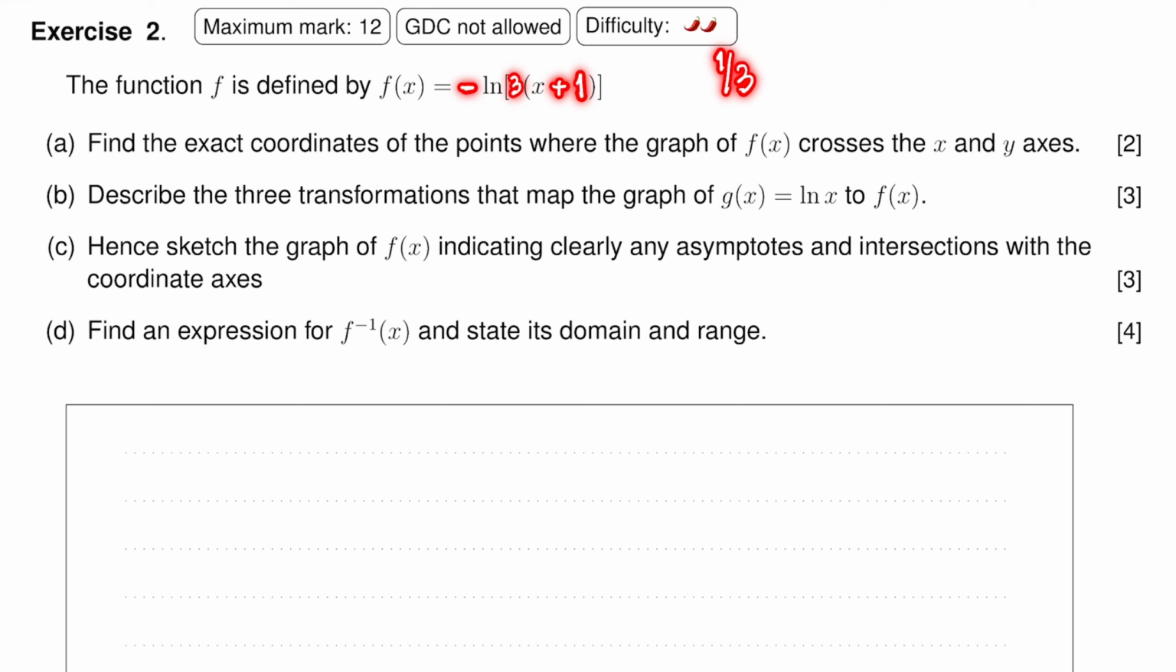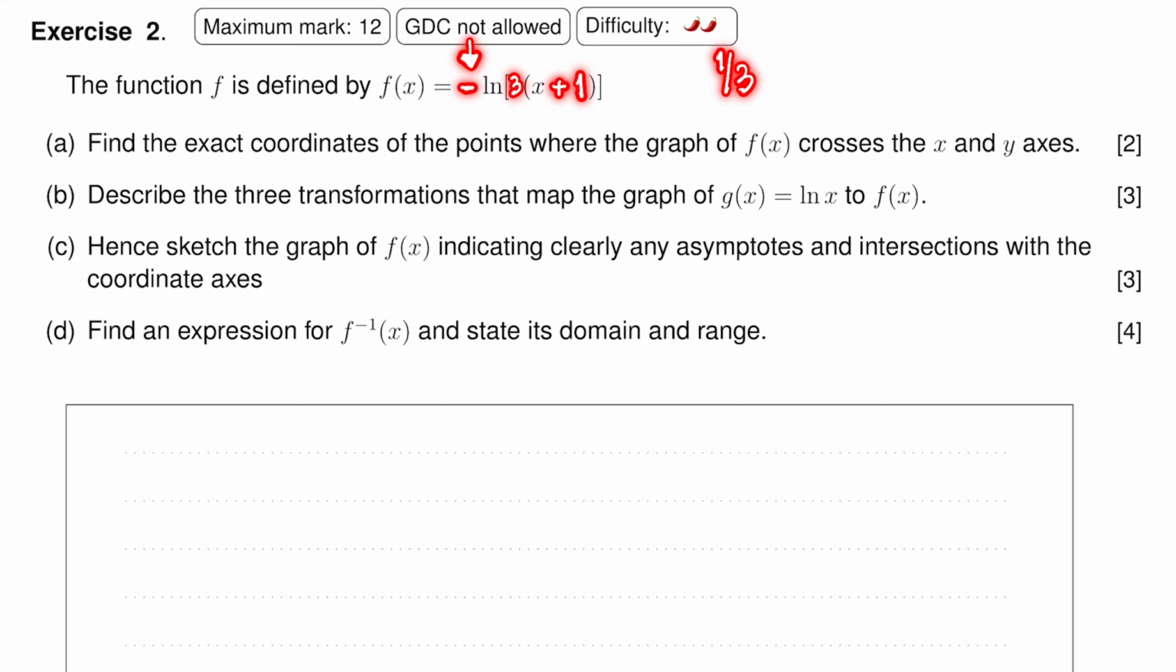And also we have a reflection across the x-axis, which is represented by this negative sign right here. The negative makes all the values of the range flip sign, so we get the opposite of what we had originally. But we're going to talk about these transformations in a minute. First of all, we need to find the exact coordinates of the points where the graph of f of x crosses the x and the y axes, meaning the x and the y intercept.